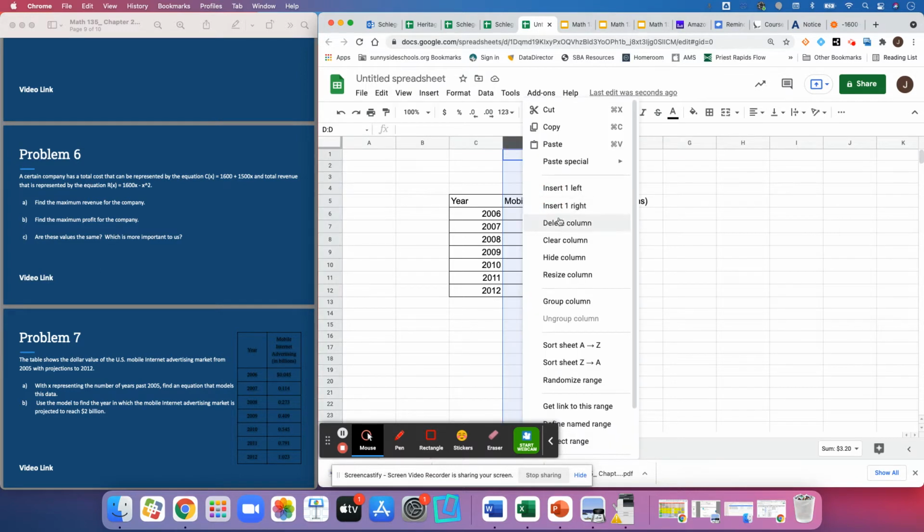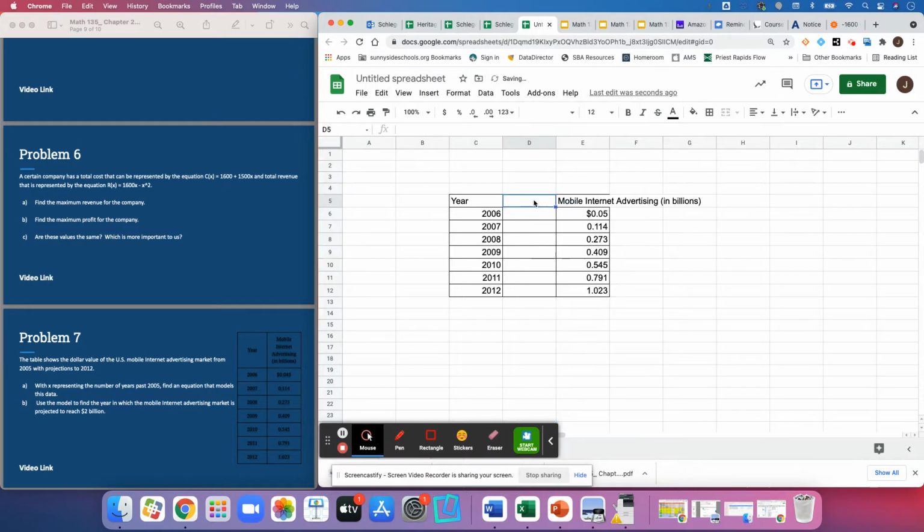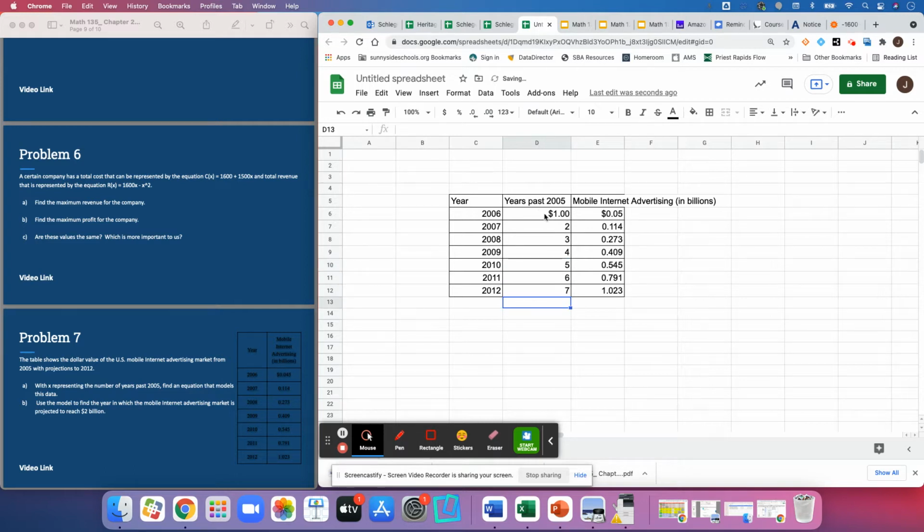We do need to add a column, and this is going to be years past 2005, because 2005 is what we are given right here. X is the number of years past 2005. We need these numbers to be small because they will make our equation much nicer than if we use these gigantic numbers. So 2006 is 1 year later, 2 years later, 3, 4, 5, 6, 7 years later.